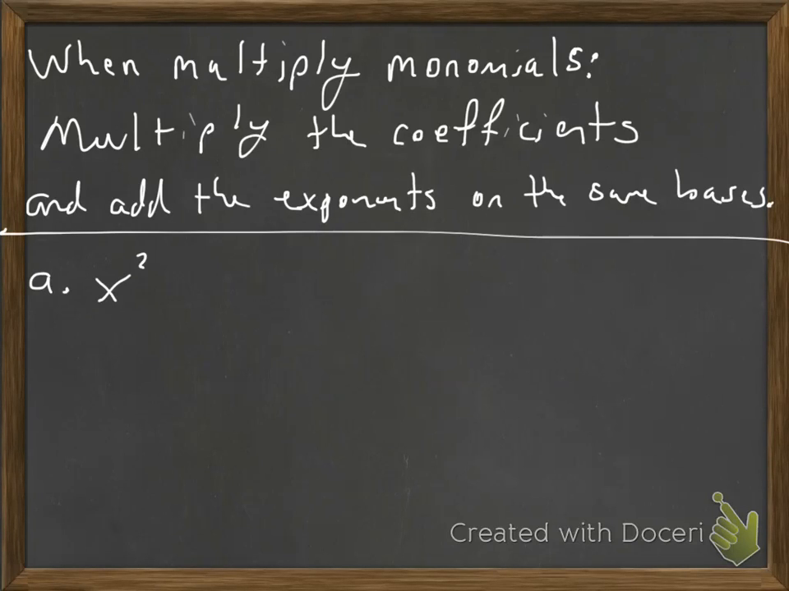Let's say we have x squared times x to the 5th. We have like bases of x, so we're going to say that's x, and then we add our exponents, 2 plus 5, which would be x to the 7th.